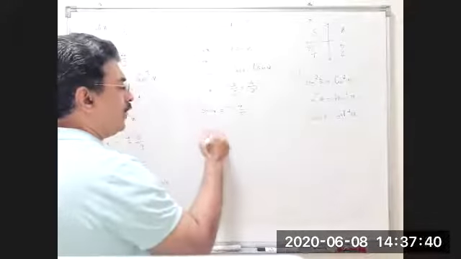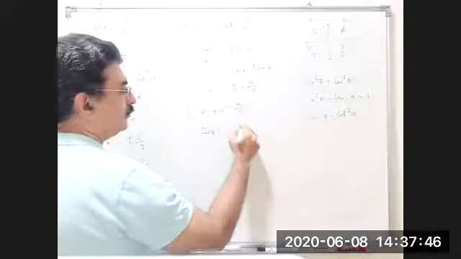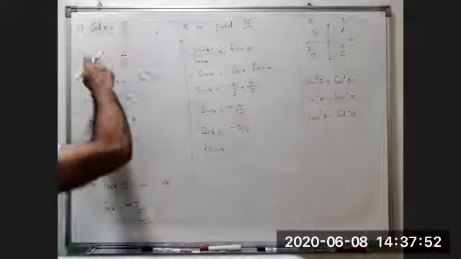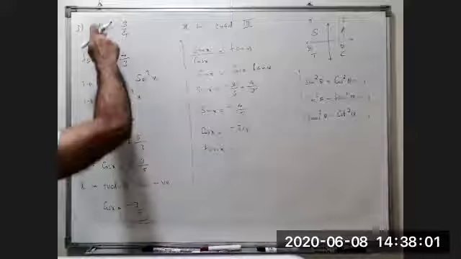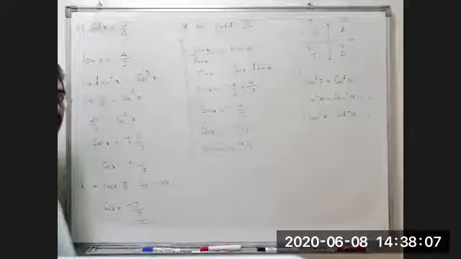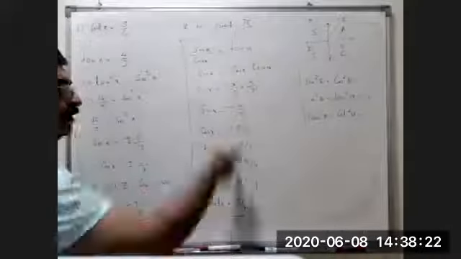Now cos x we can write as minus 3 by 5. Tan x is already in the question, 4 by 3. Cosec x is minus 5 by 4. So actually this is given, and we found the minus sign.